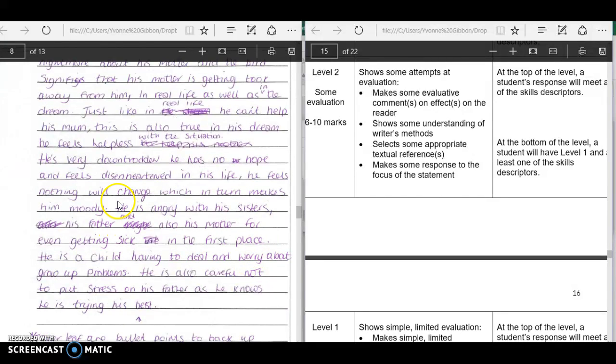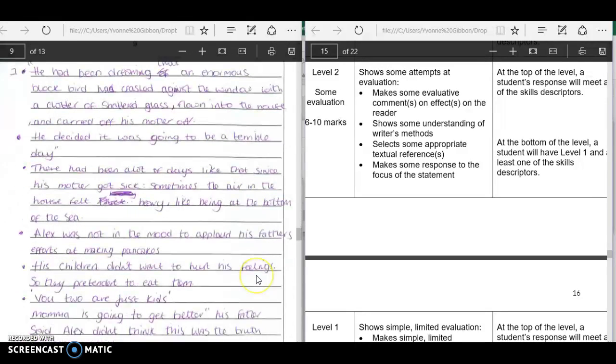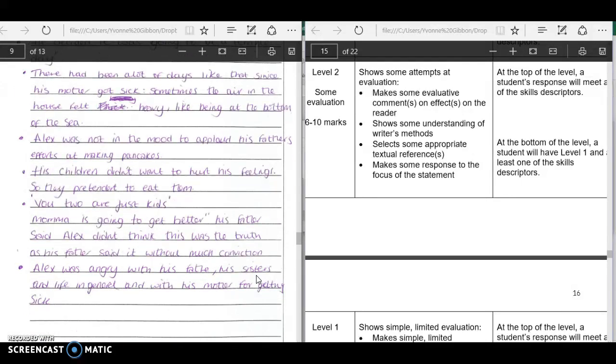And then you say here, so this really is the bit that we can look at. He's angry with his sisters, his father, and also his mother for even getting sick in the first place. You're saying he's a child having to deal and worry about grown-up problems. He's also careful not to put stress on his father as he knows he's trying his best. Okay, and then we've got the quotes here.